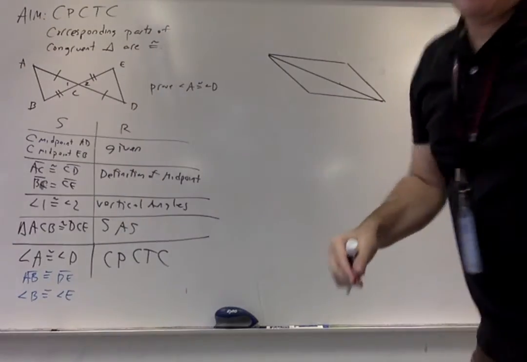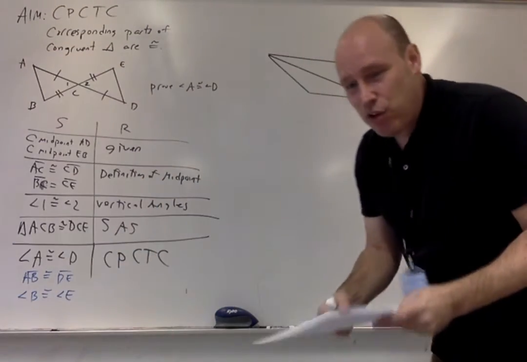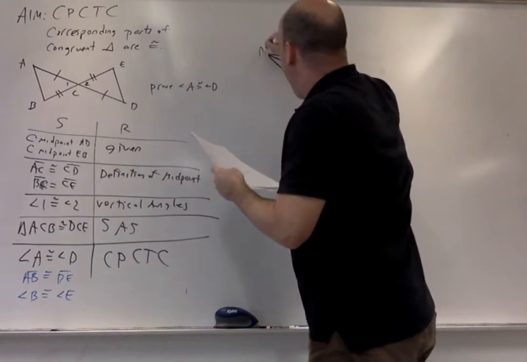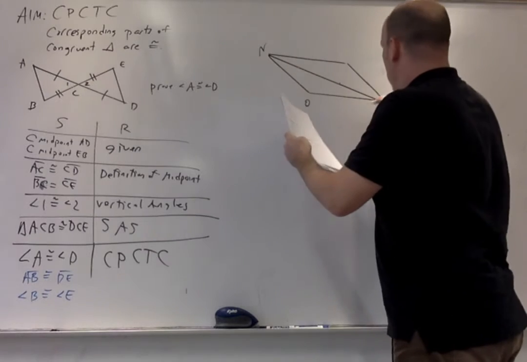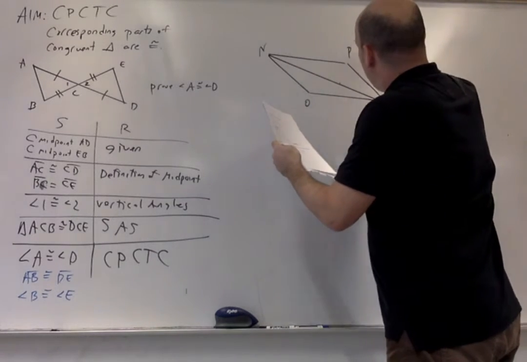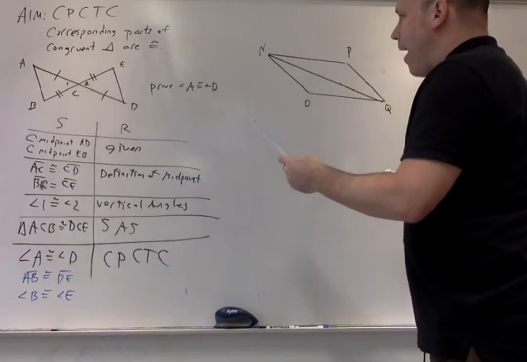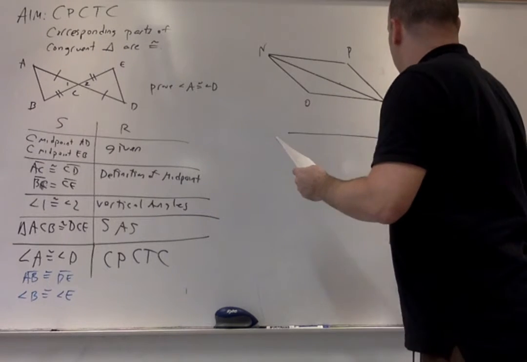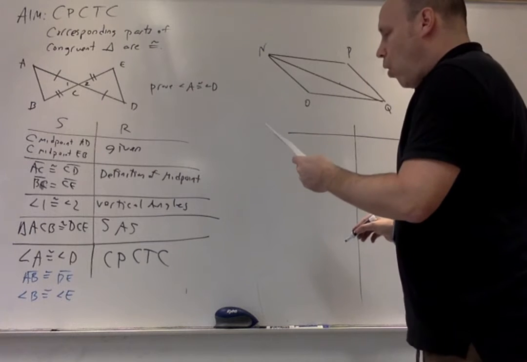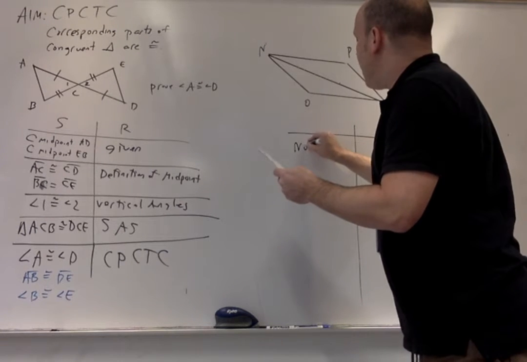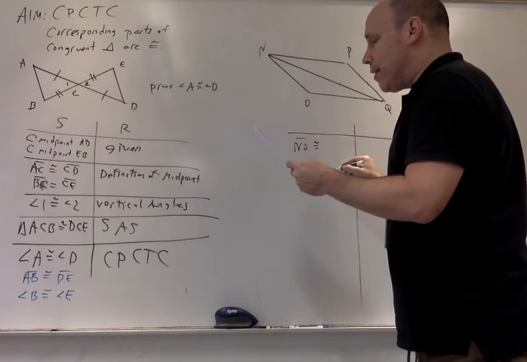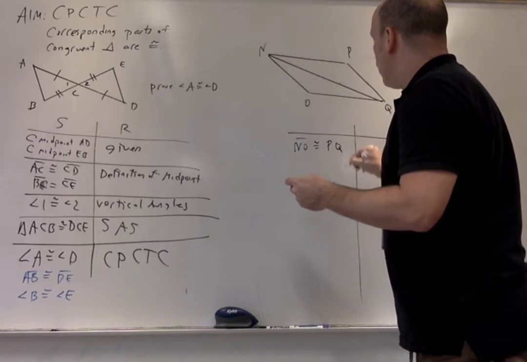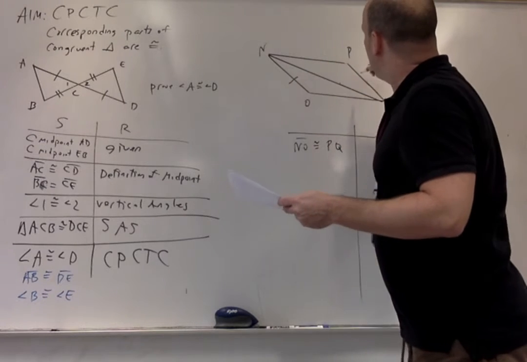Let's see. Sorry. So what do we have? We have N, O, Q, P. We're told that... So let's make a statement of reason. We are told that segment NO is congruent to segment PQ. I'm going to mark it up immediately.